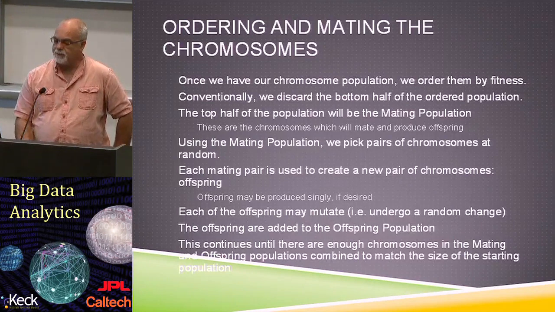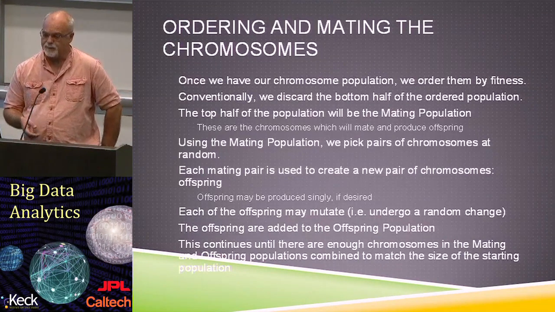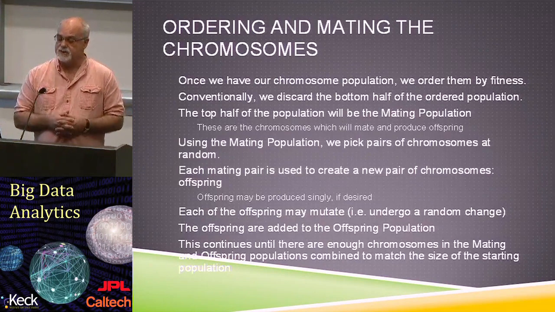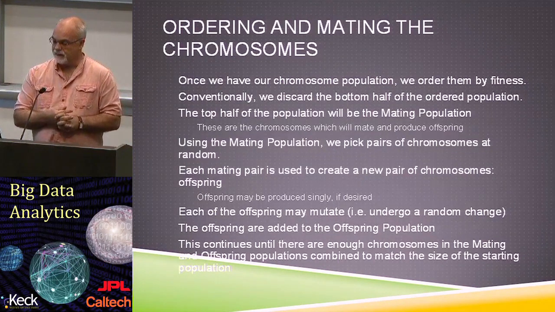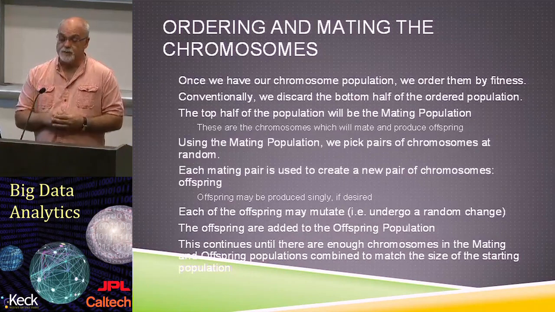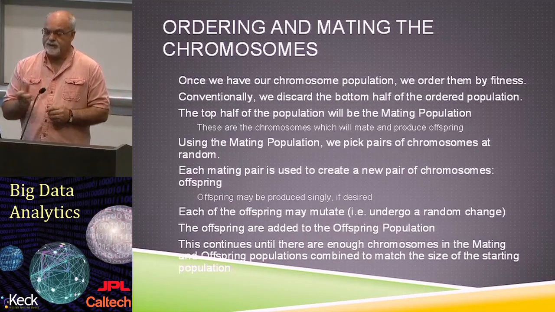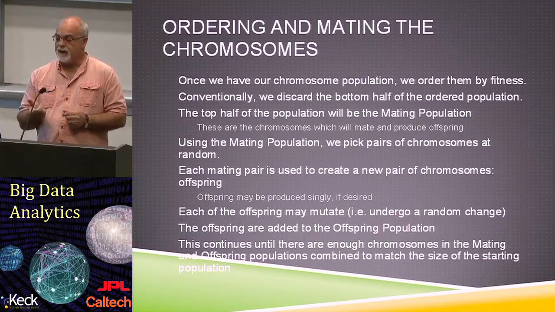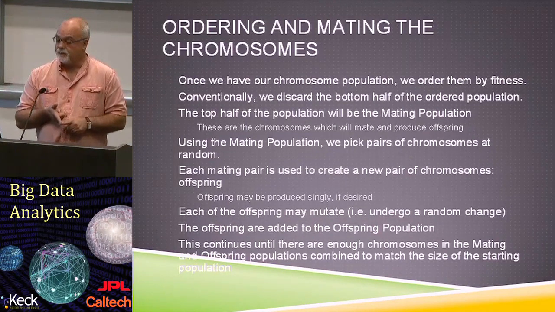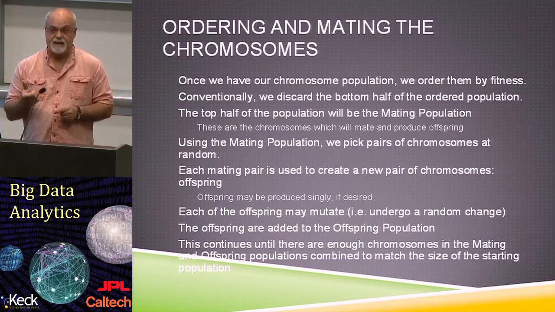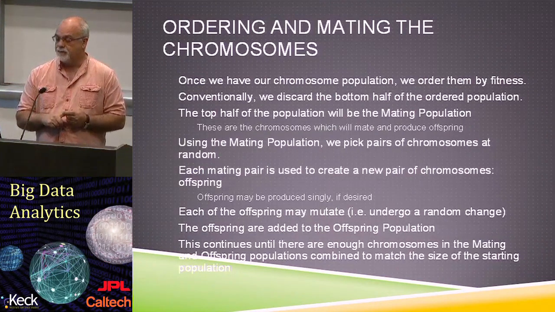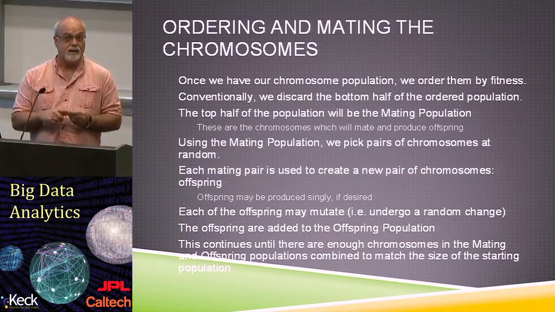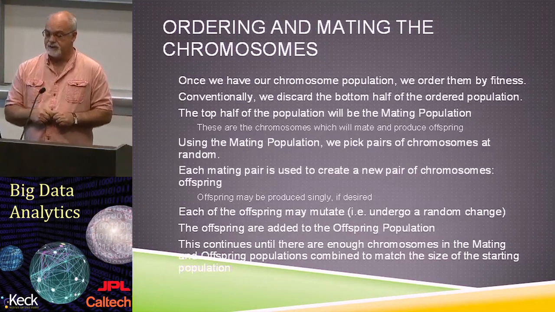And then the top half of the population will become what is called the mating population. So the best chromosomes are going to be used to mate with one another and hopefully produce offspring, some of which are even better than the parents in the mating population. So we pick pairs of chromosomes at random. And then with each mating pair, we create a new pair of chromosome offspring from those parents. We don't need to create a pair, but it just turns out that it's convenient and elegant to create two from one parent. You could equally create one, or you could create three or more from each set of parents.